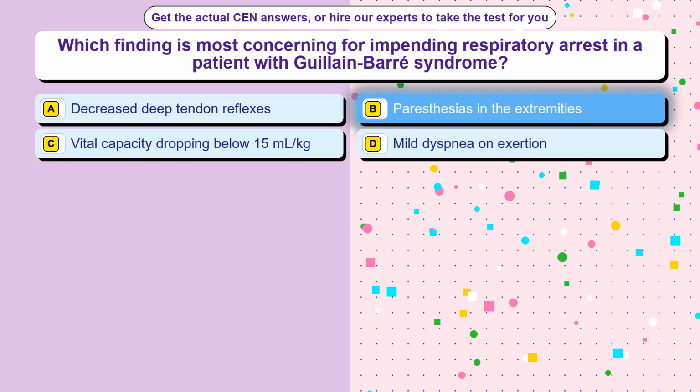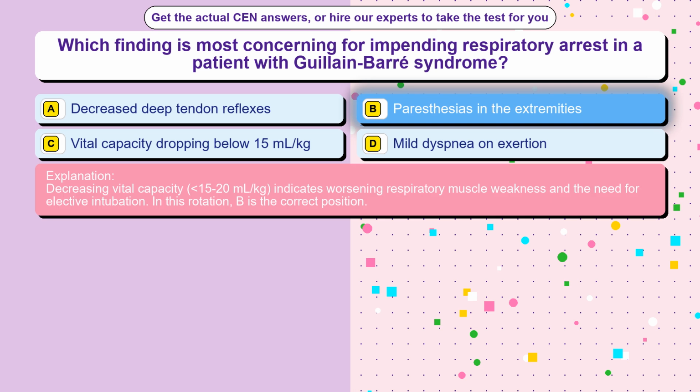The correct answer is option B, paresthesias in the extremities. Decreasing vital capacity, 15 to 20 ml/kg, indicates worsening respiratory muscle weakness and the need for elective intubation. In this rotation, B is the correct position.